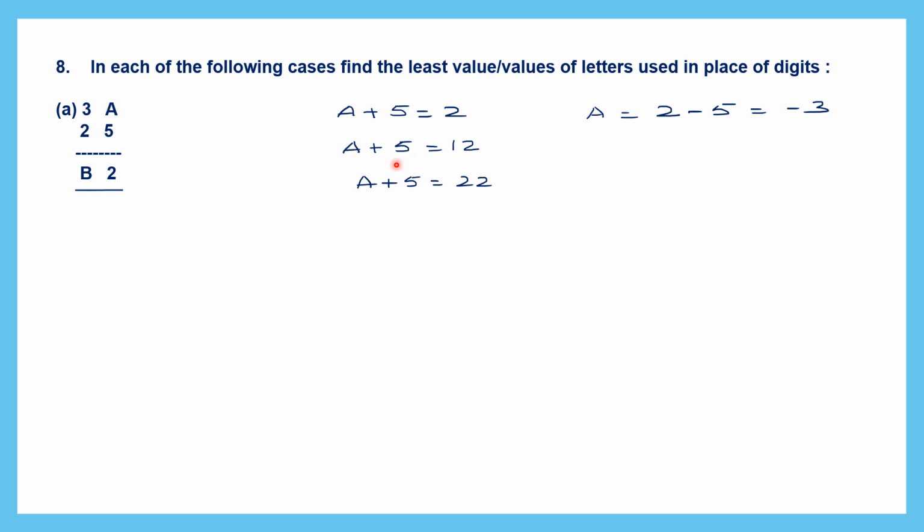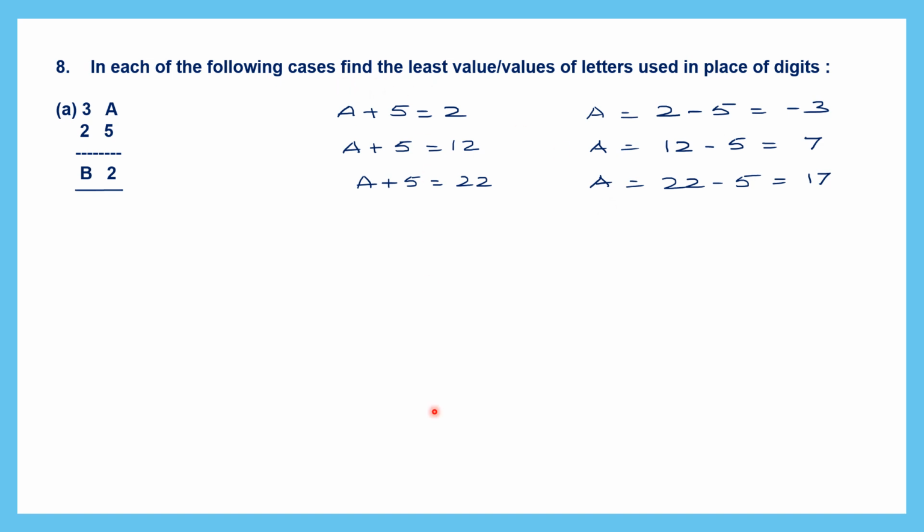Let's go to the next one. A plus 5 is 12. So in that case, A is equal to 12 minus 5. 12 minus 5 is 7. So we can put 7 there. Now let's continue here. A plus 5 is 22. It can be 22, it can be 32, it can be 42, it can be any number. I've just taken this. So A plus 5 is 22. So A will be equal to 22 minus 5, which is 17. Now if you go on, you will get many more values for A.